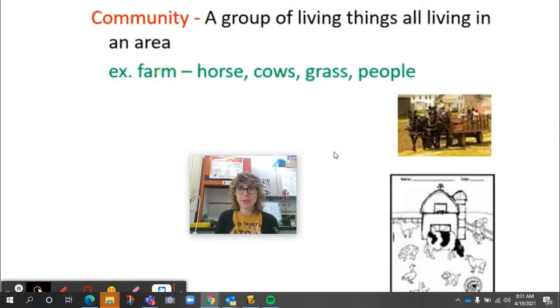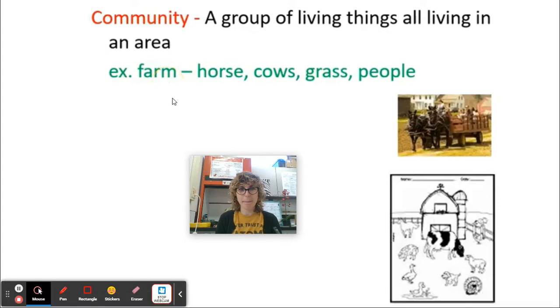Okay, so what's a community? A community is a group of living things that are all living in an area. So, for example, if we had a farm, we could use a farm as an example of a community. We have all these different types of living things: horses, cows, grass, people, but they're all living in this similar area or same space, even though they're different species.